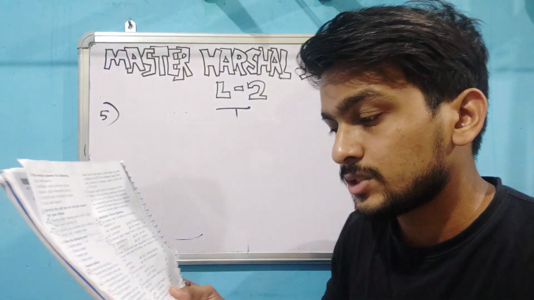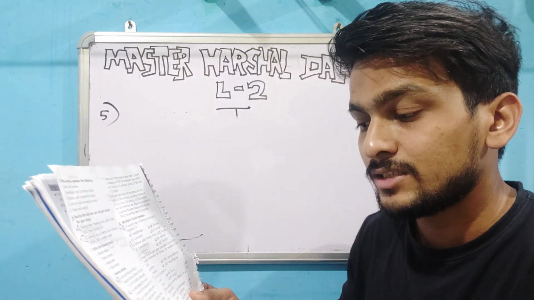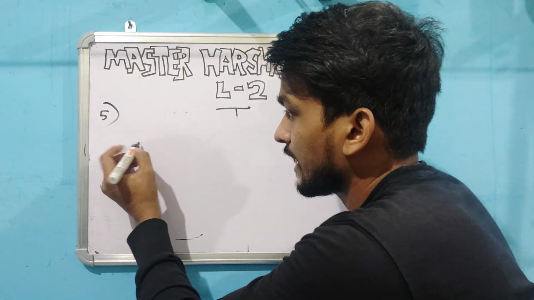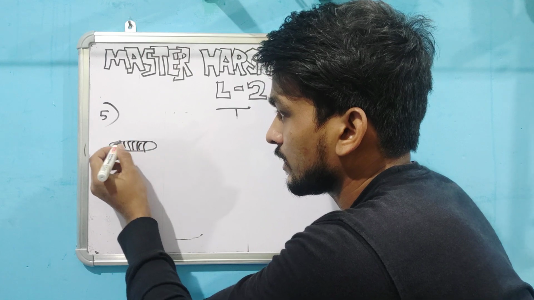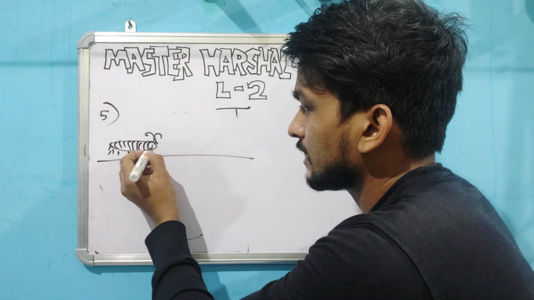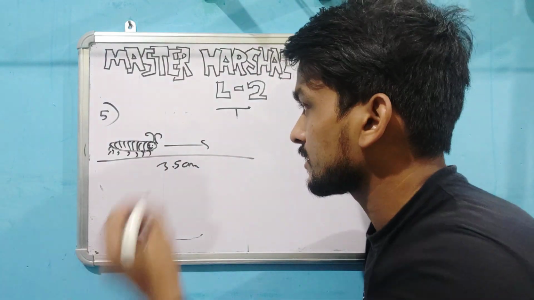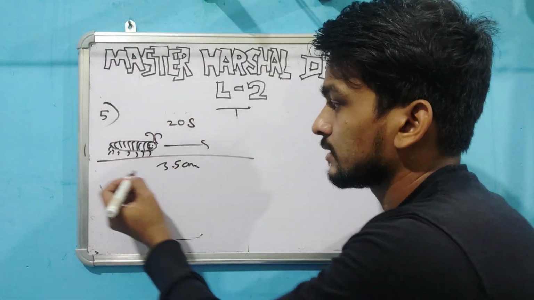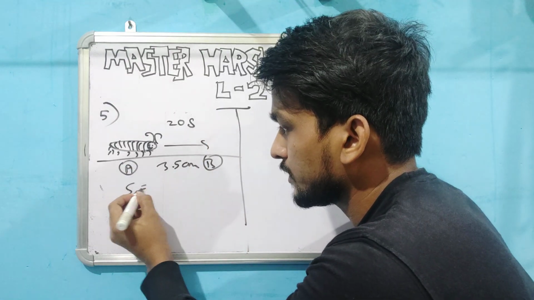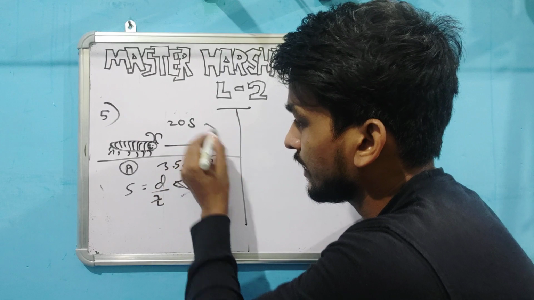So the problem is: an insect moves through 3.5 cm in 20 seconds, calculate its speed in mm per second. Okay, so starting with this, we can take one insect like this, and the insect is moving 3.5 cm, in how many seconds, that is the time taken. This is position A, this is position B, and the formula is speed is equal to distance upon time. So we have the distance over here, and we have the time over here.